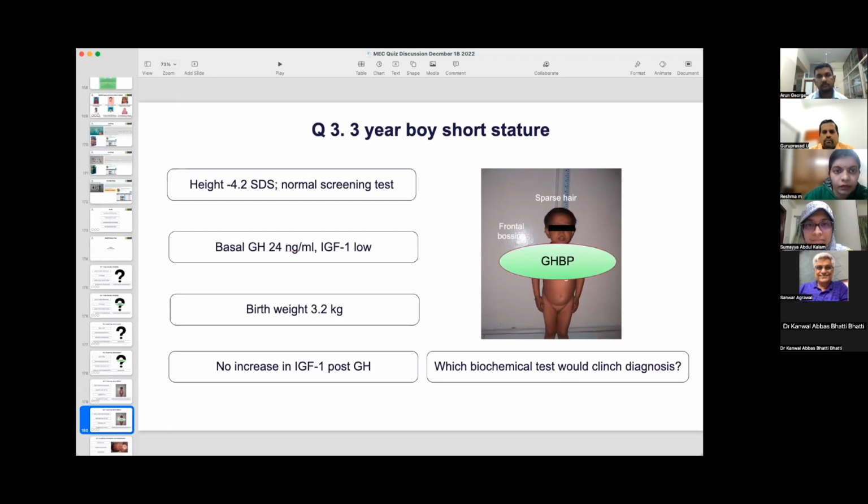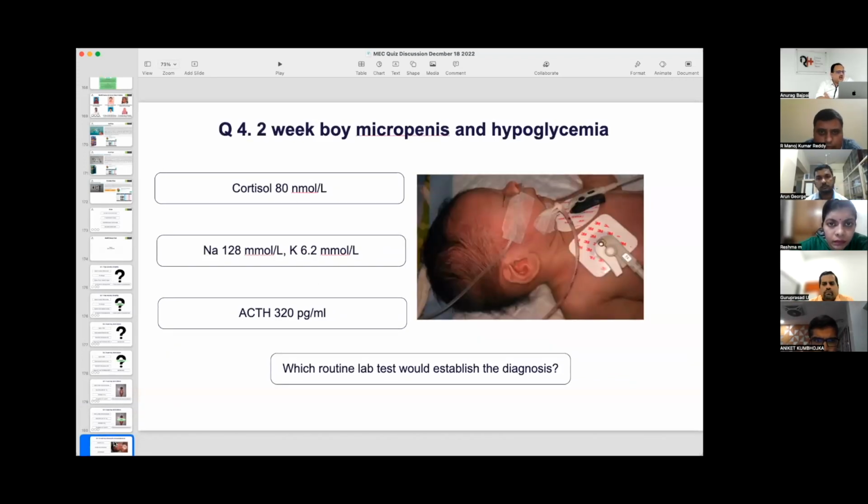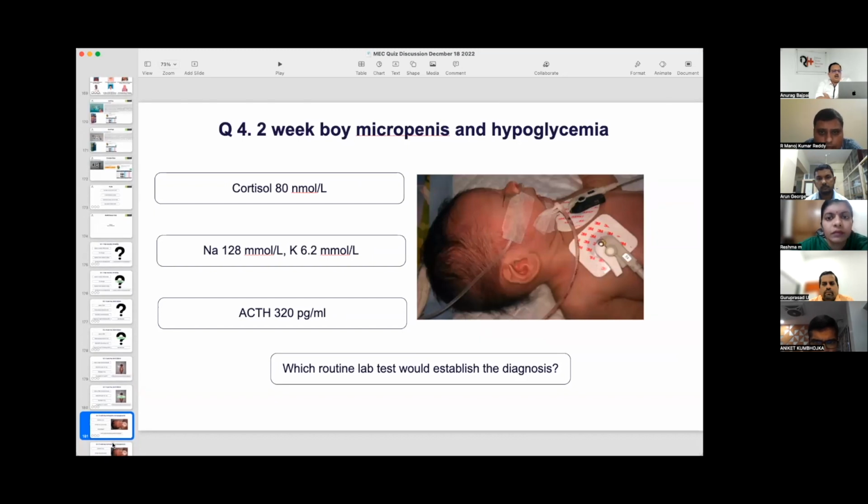The next question is to Dr. Aniket. Your question is, a 2-week-old boy with micropenis and hypoglycemia, cortisol is low, sodium is low, potassium is marginally high, ACTH is high, and you can see the picture. You have to focus on one particular part, but I will not go into that. Which routine lab test will give you the diagnosis? So hypoglycemia, hyponatremia, low cortisol, high ACTH. So primary adrenal insufficiency. This clinical picture is giving you a clue, and you want to do a simple test. You'll get the result in 1 hour and you will know the diagnosis.